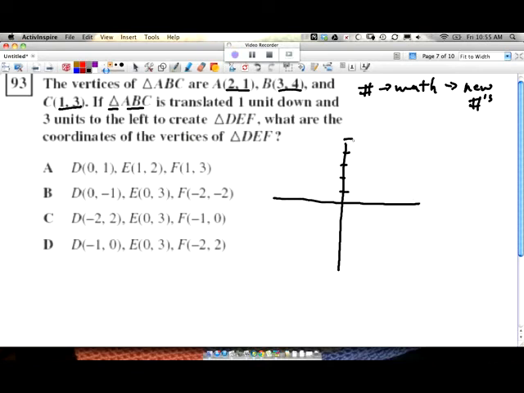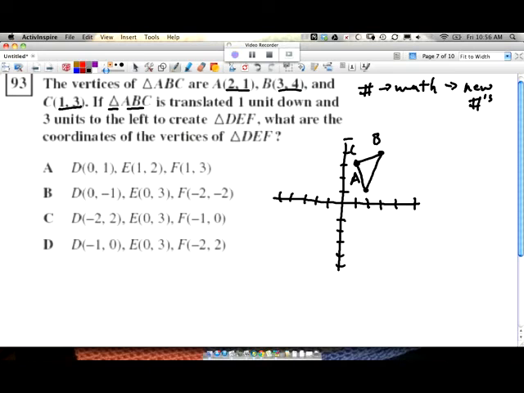So I got 1, 2, 3, 4, 5. 1, 2, 3, 4, 5. 1, 2, 3, 4, 5. 1, 2, 3. And we're looking at movement, you guys. This doesn't have to be perfect in the picture, but let's go ahead and try to draw it semi-accurate here. 2, 1 for A. 3, 4 for B. And C is 1, 3. So 1, 3. There's C. And it makes this triangle.